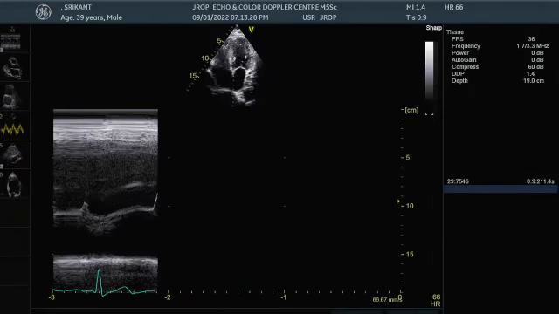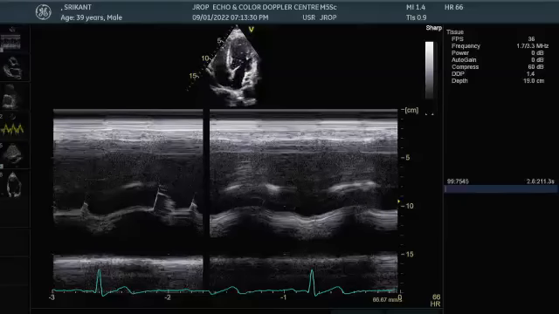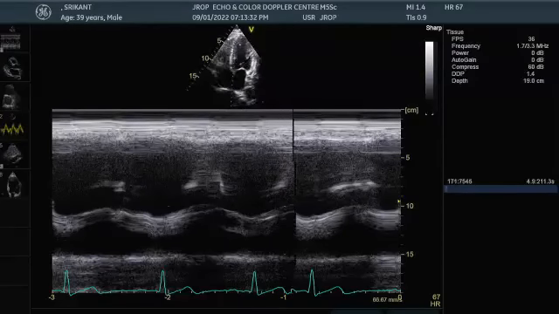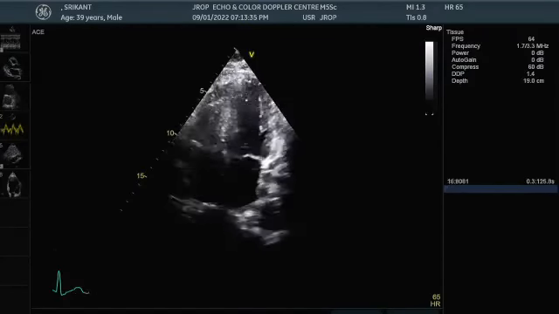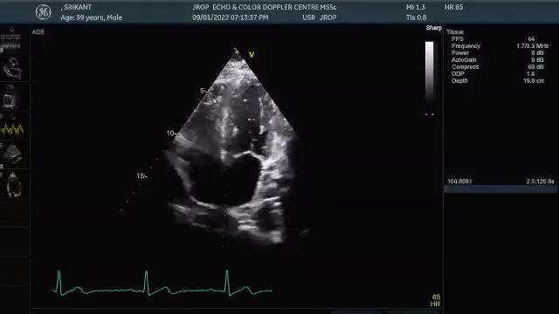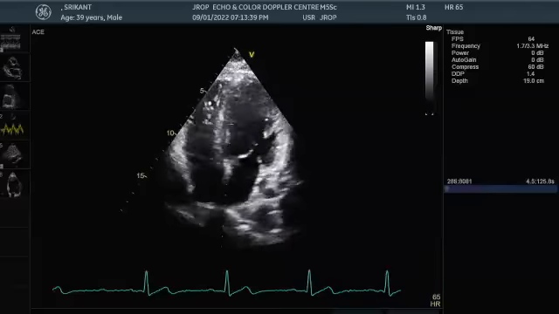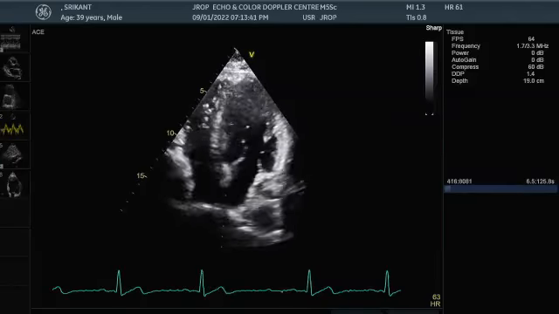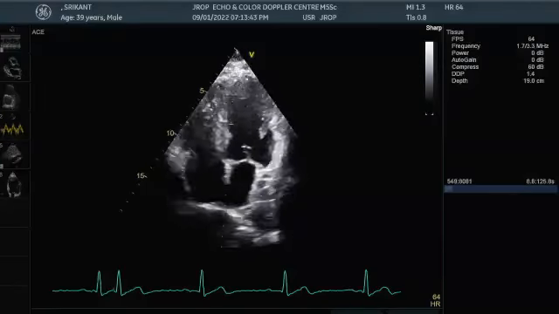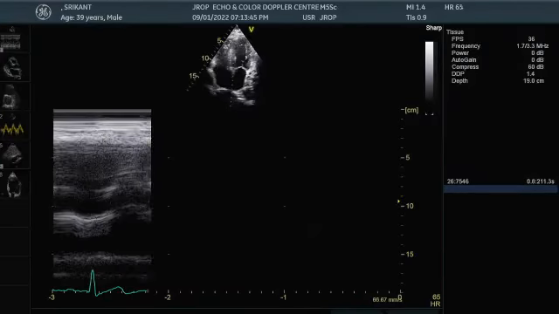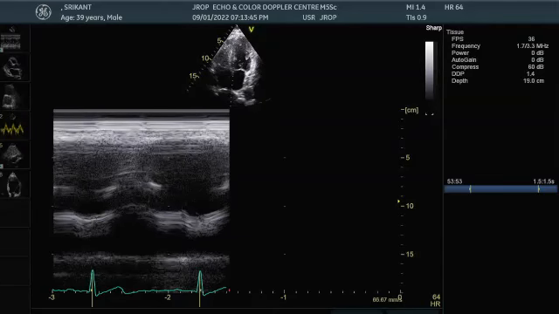Cursor line into the center of, first of all, take an image, take a cursor, get into the medial annulus. Can you see the medial annulus? Yes, sir. My line is in the medial annulus, and then take M. So this is mitral annulus plane systolic excursion.